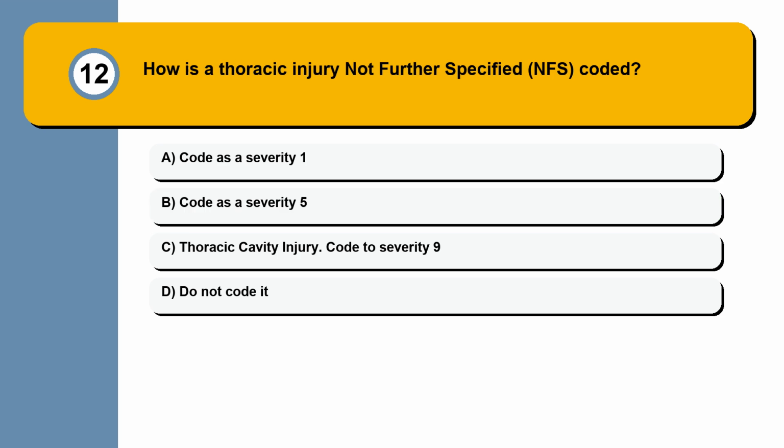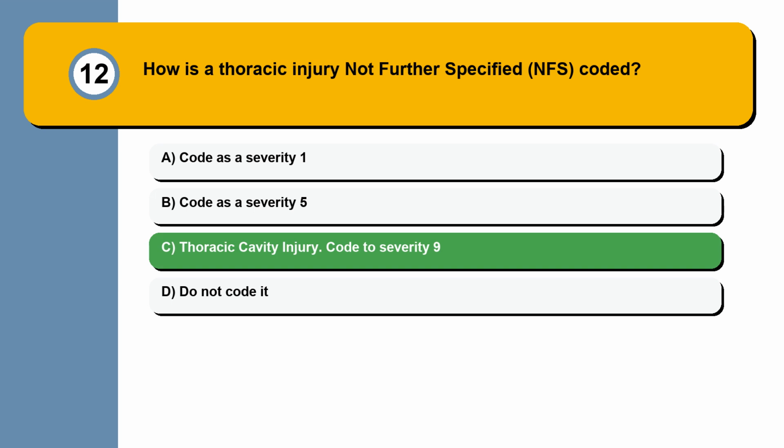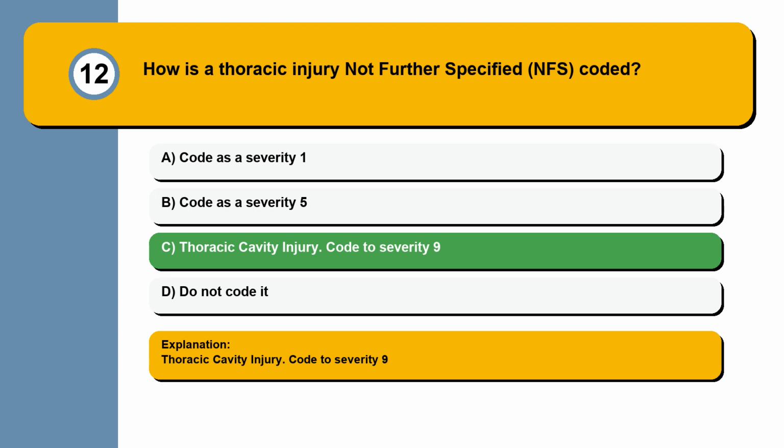Question 12. How is a thoracic injury not further specified, NFS, coded? Code as a severity 1, code as a severity 5. Thoracic cavity injury, code to severity 9. Do not code it. Thoracic cavity injury, code to severity 9.